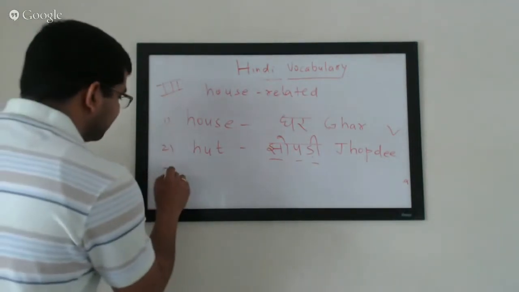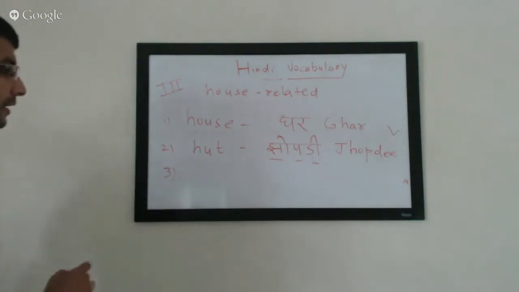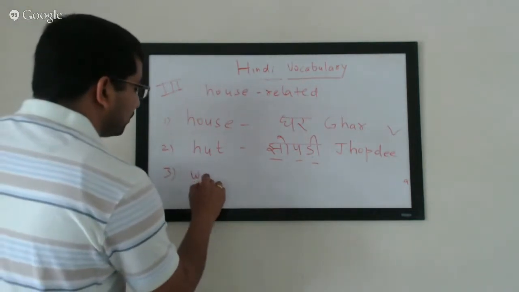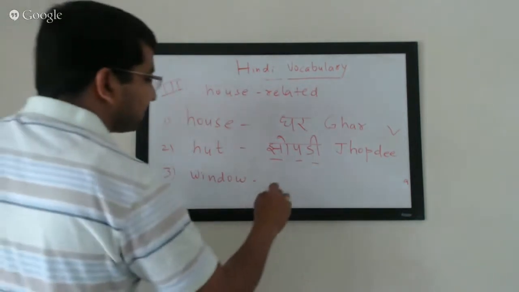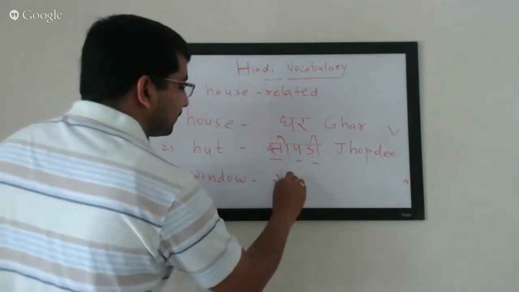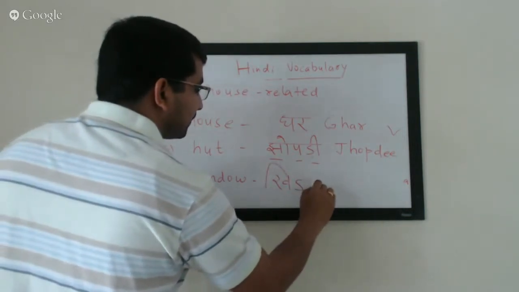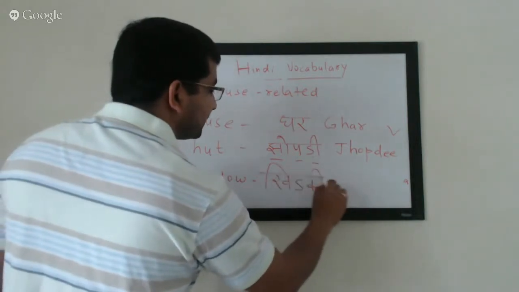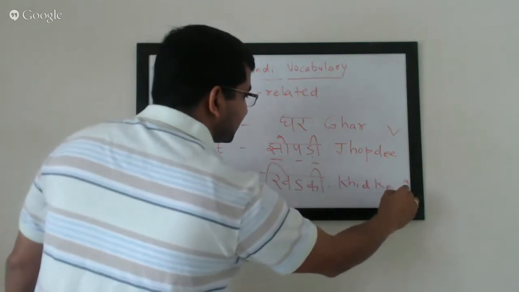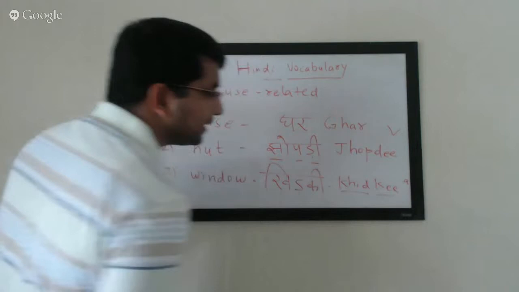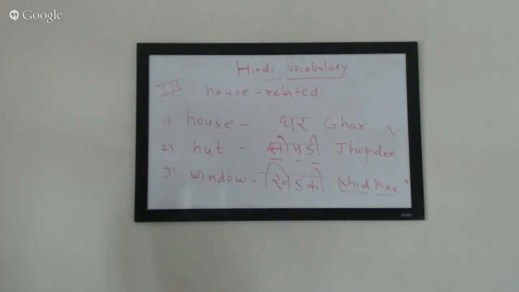And the third word related with house used in this song is window. Window is khirki. It's basically khirki. Khirki. Right? That's window. So that's the third household-related item, or the vocabulary word, which is used in this song.